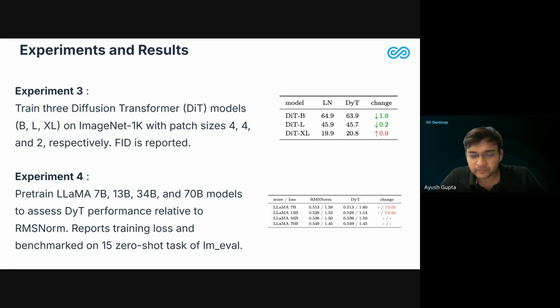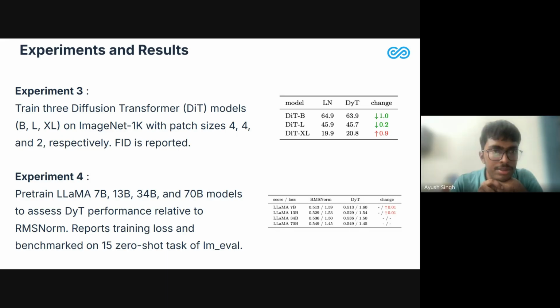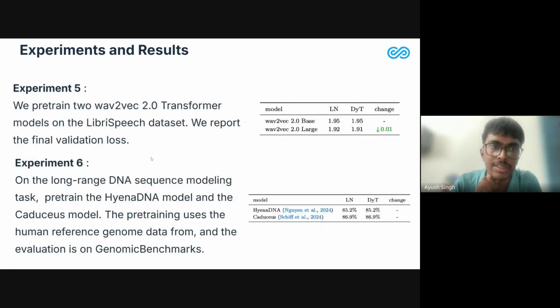Next, in experiment 4, they did some ablation on the sizes of models, and consistently they found that DYT performed either very slightly worse than, or very similar to, the RMS norm. Can we move to the next one? Yeah, yeah.